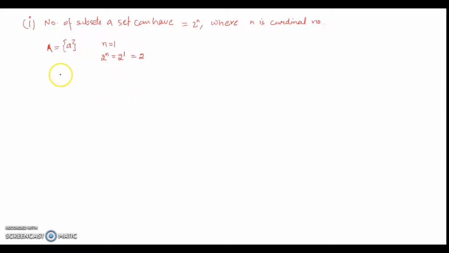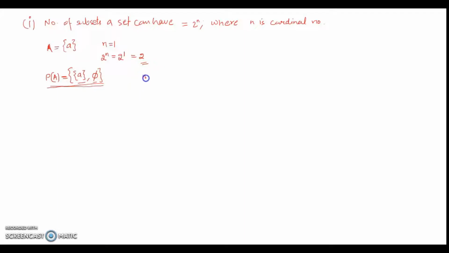Now, what are these 2 subsets? Here in this case, these subsets would be, first of all, a set is a subset of itself, and phi, which is the null set, is a subset of every set. So this is another property, and the collection of all the possible subsets of A comes under the power set of A, which can be represented by P(A). So if I have to answer this question, that how many subsets this set can have, this set can have 2 subsets, and these subsets can be given by A and phi.